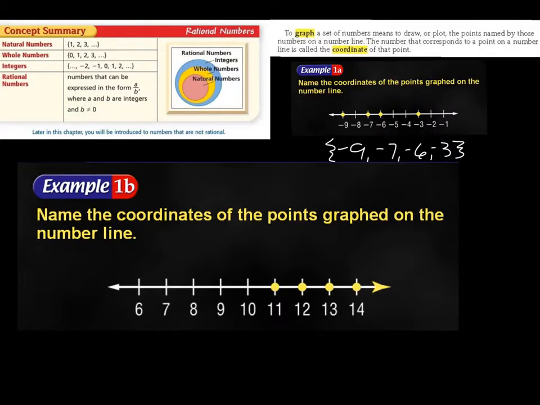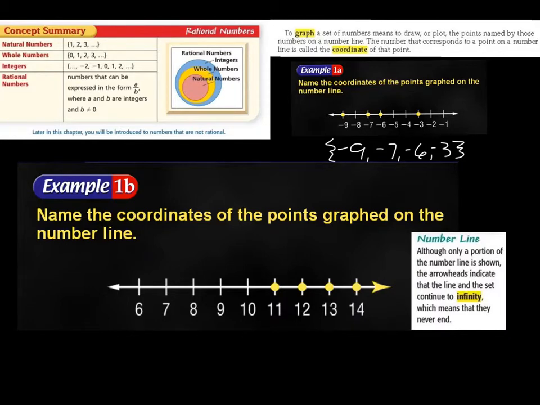Same directions, name the coordinates of the points graphed on the number line. The bit that's new is we've got this arrow that keeps going to the right. Although only a portion of the number line is shown, the arrowheads indicate that the line and the set continue to infinity, which means they never end. So this set starts at 11, it has a beginning, and 12, 13, 14, and then we can go on and so on. And not keep writing numbers for the rest of our lives.